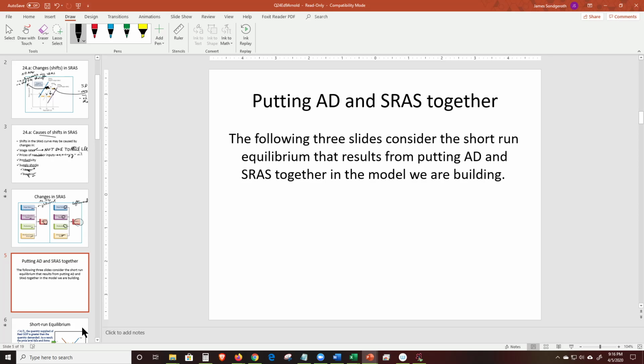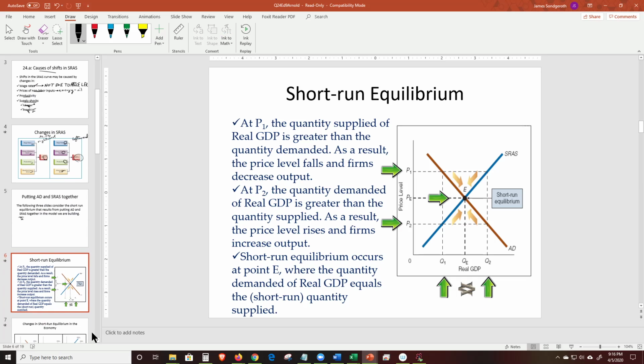So the following three slides consider the short-run equilibrium that results from putting aggregate demand and short-run aggregate supply together. And this basically looks like our supply and demand curve model from chapter 3, and it was constructed so it would be similar. So yes, there's a short-run aggregate supply and aggregate demand. The only difference is that we have price level here, not opportunity cost, the price level, the price of a given good. And here we have real output of all goods.